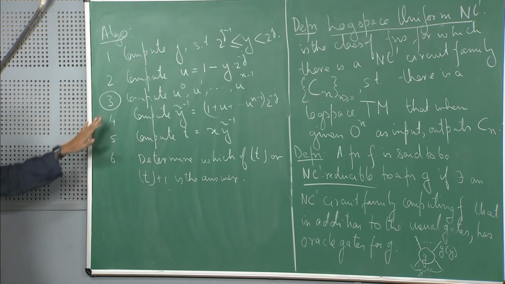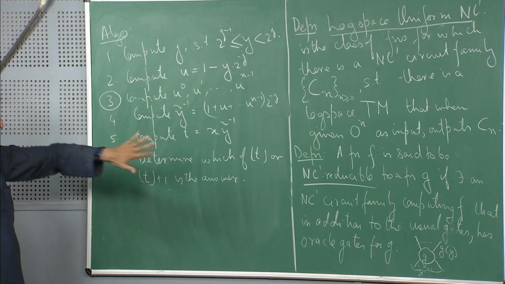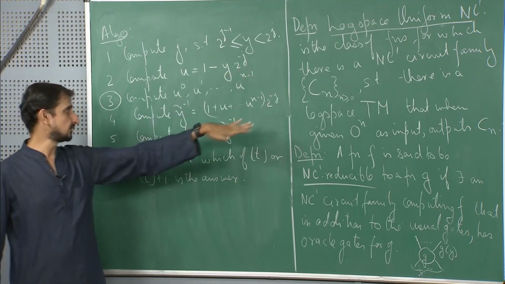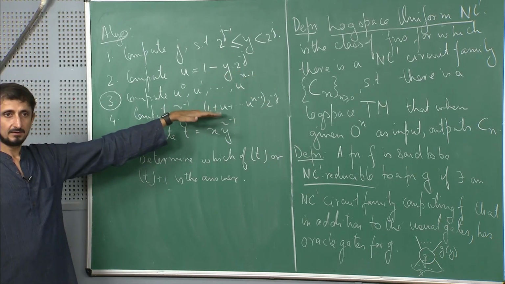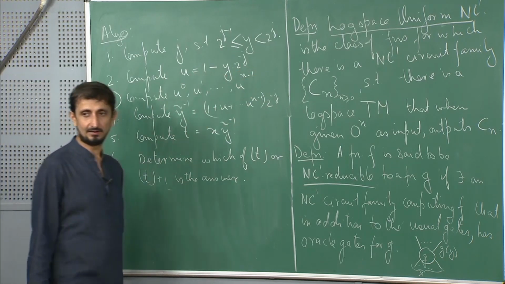Okay. So this is the only step where we need oracle gates for powering, okay, because we don't know how to do powering yet, and the rest of it is in NC1.